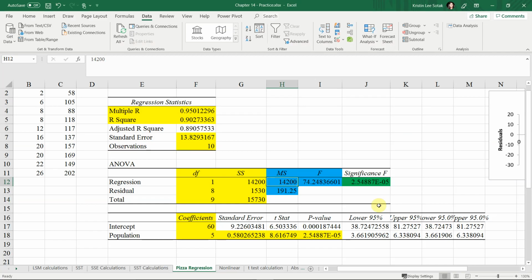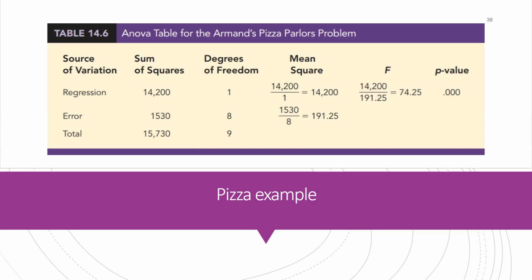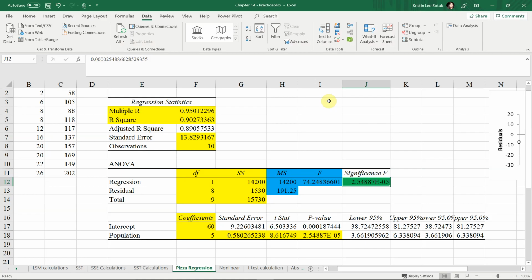And then, right, we have those mean squared estimates. Boom, those are right there. We have our F statistic and its significance. So all of that information we already calculated.